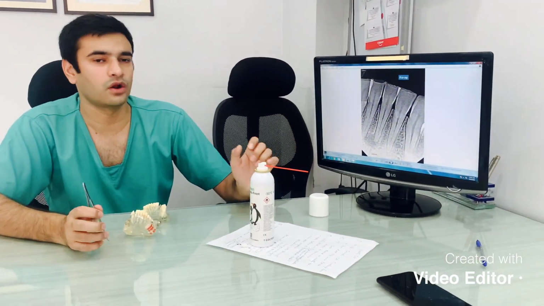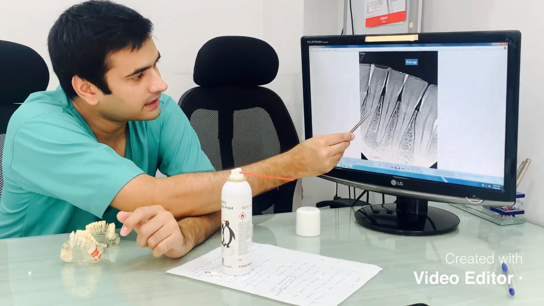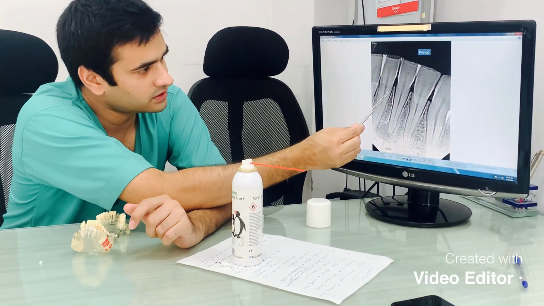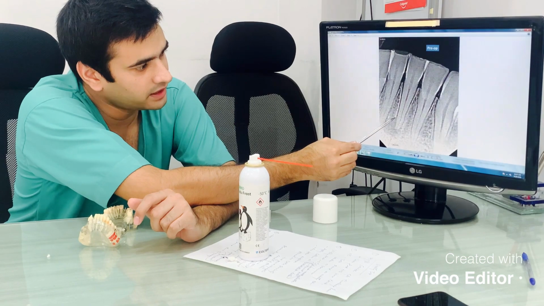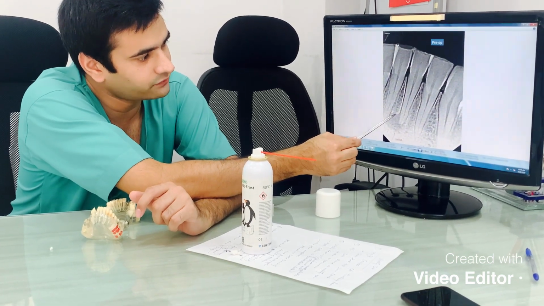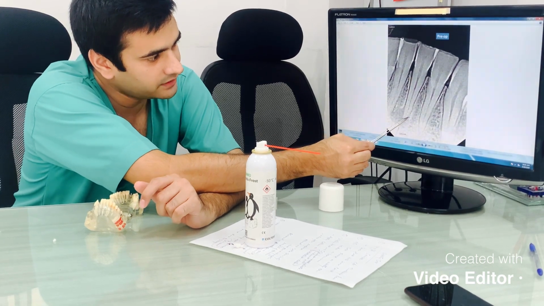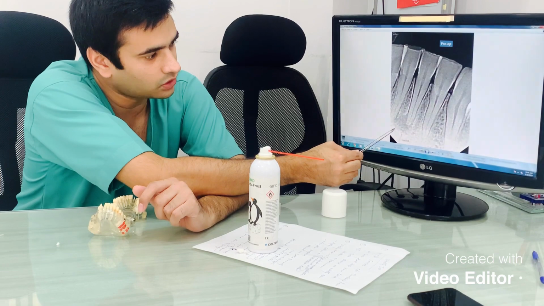The second test that we do is a radiograph. Upon taking the radiograph, we could see the loss of lamina dura. This radiopaque line is the lamina dura, and if we follow this line from this point, you can see the loss of lamina dura, and this is the complete lesion that is showing, and here it is joining the tooth again. So this is called the loss of lamina dura.